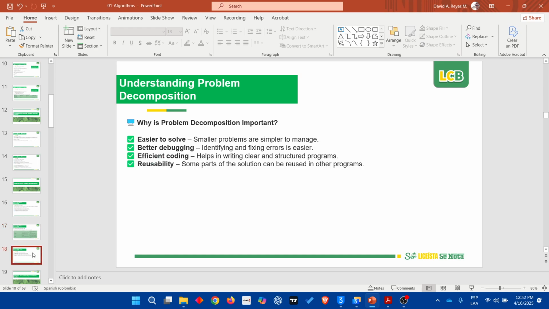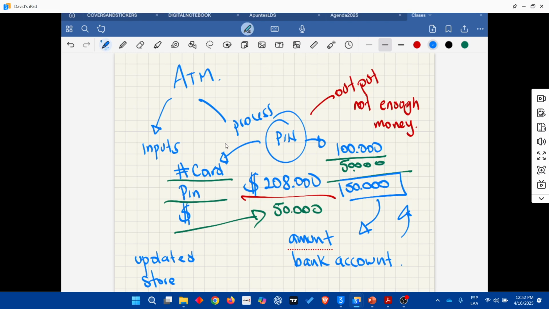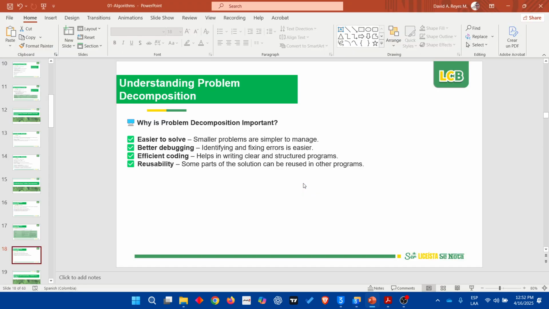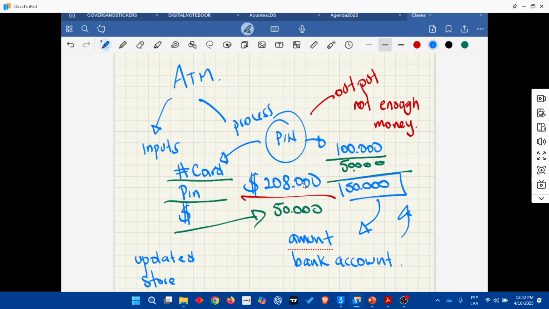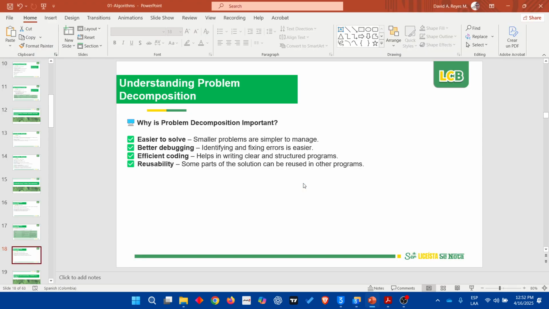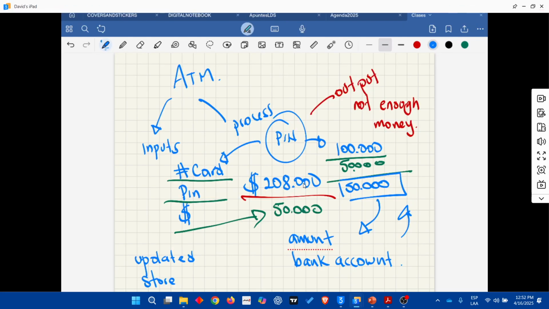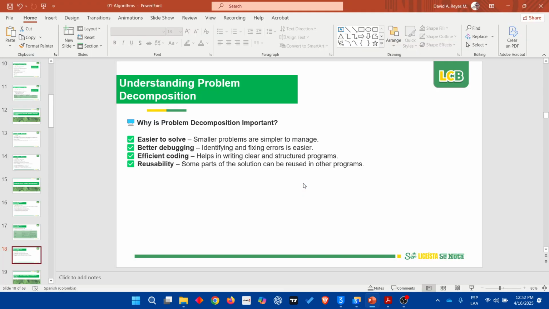Okay, now why is problem decomposition important? Because it's going to be easier to solve. If you have any trouble here, it's easier for you to debug and correct the problem. The coding of this part, having small parts to code, is going to be easier and more efficient, and possibly some parts of the solution that you are doing here could be used in other programs. Okay, next one.